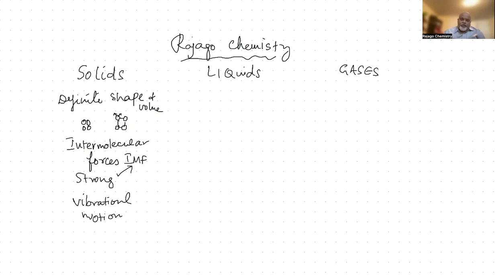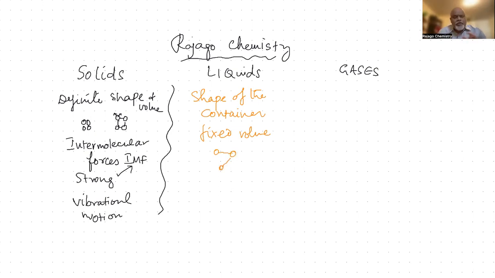But when you come to liquids, they can always take the shape of a container. That we know, very simple, right? It takes the shape of a container and has a fixed volume, but the molecules can move a little bit far away from each other easily. They have some space available, so each molecule can move a little further away.